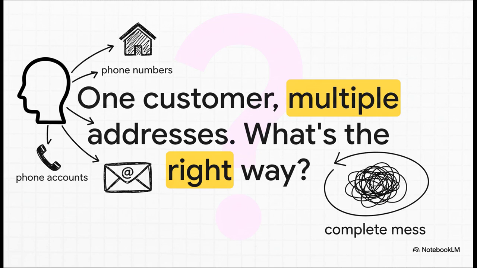Okay, let's kick things off with a classic problem, one I am sure you've all wrestled with. You've got one perfect golden record for a customer. Fantastic. But that customer has 3 addresses, 2 phone numbers, and a couple of different email accounts. So what do you do? How do you model all of that without just creating a total data nightmare?